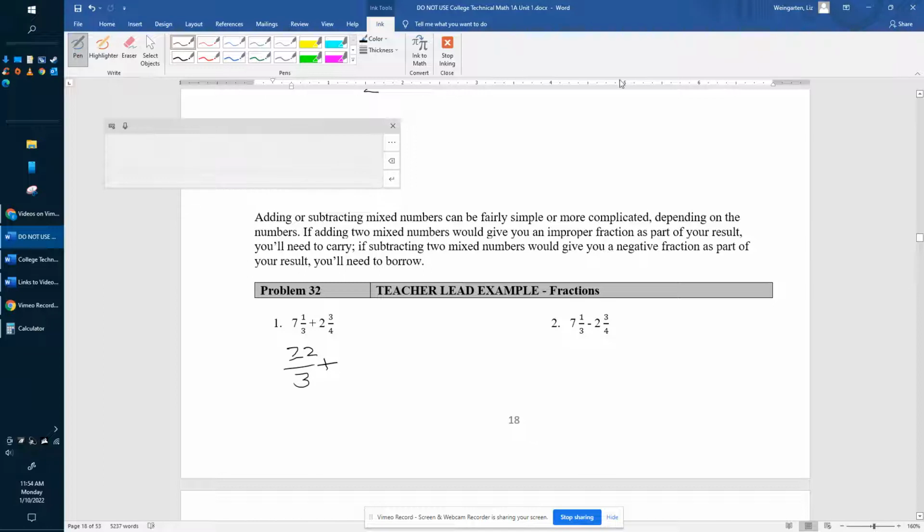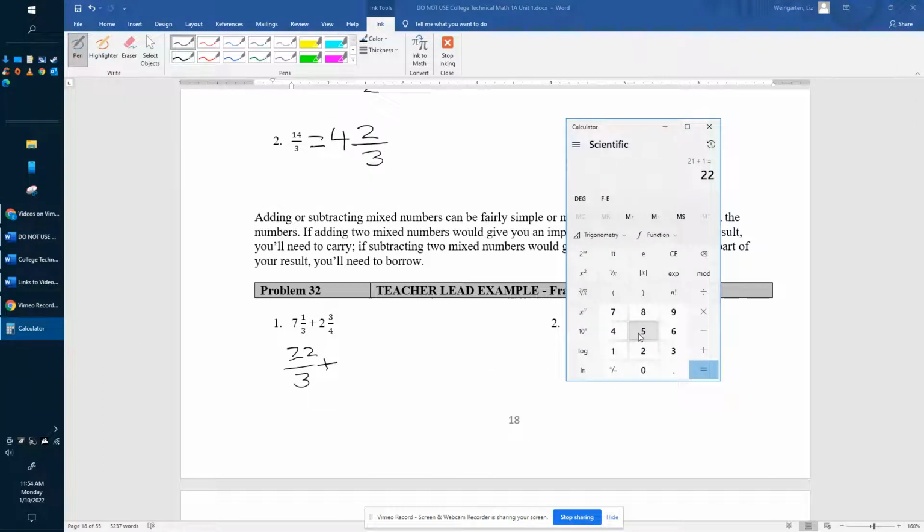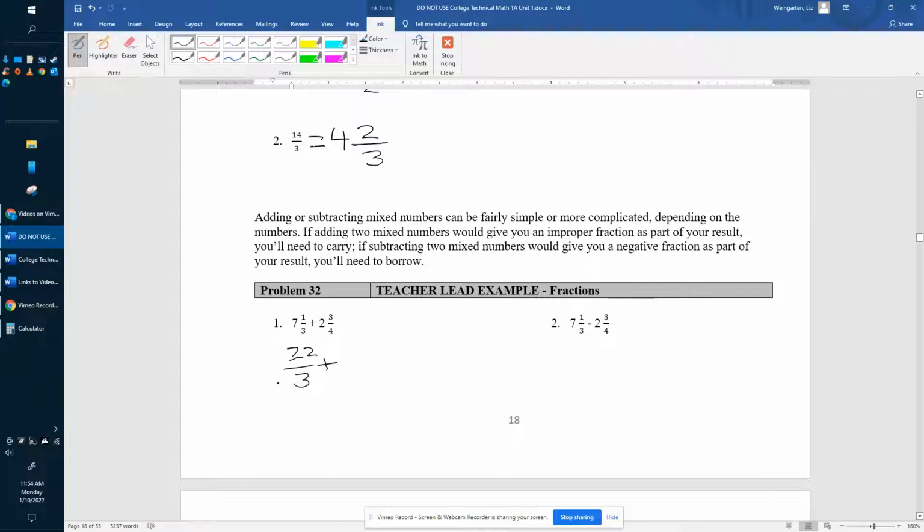Plus, now we have to figure out what our next number is. So we'll take our whole number, multiply it by the denominator, and we get 8. We add that 3 from the numerator, and we get 11. So it's going to be 11 fourths. Now we need to find a common denominator. I believe we found a common denominator for 3 and 4 before. It has to have 2 2's in it for the 4 and 1 3 in it. So our lowest common denominator is going to be 12.